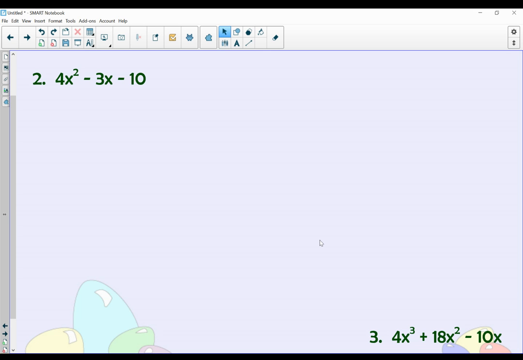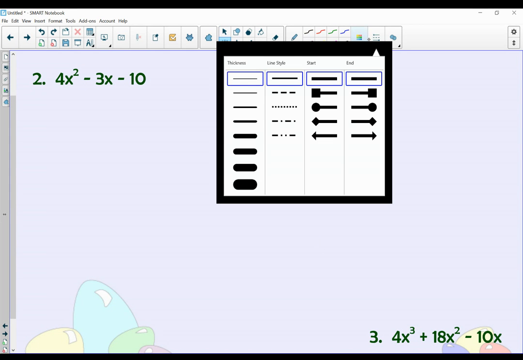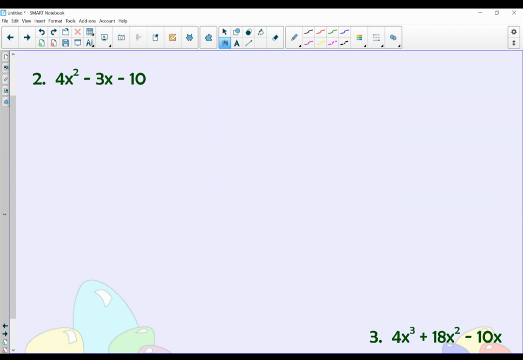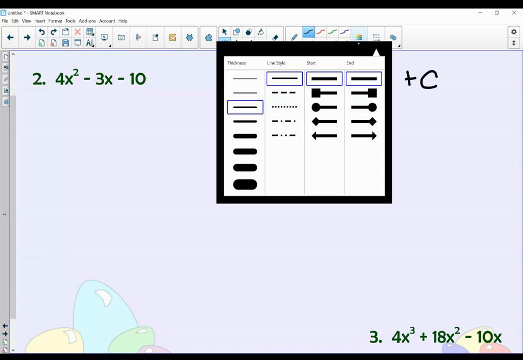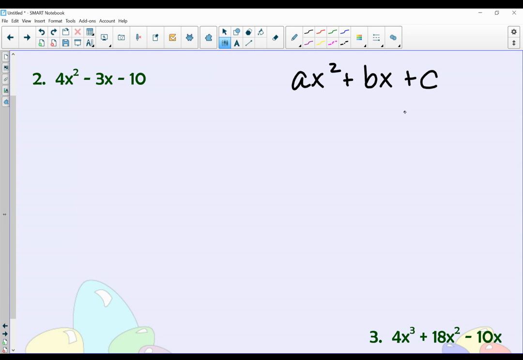All right, so here we go with factoring by grouping where a is not equal to 1. As we just saw in the last video, when a is equal to 1, we can use a different method of factoring. But here, a is actually equal to 4. Ax squared plus bx plus c. So a is actually 4 here, and c is 10.